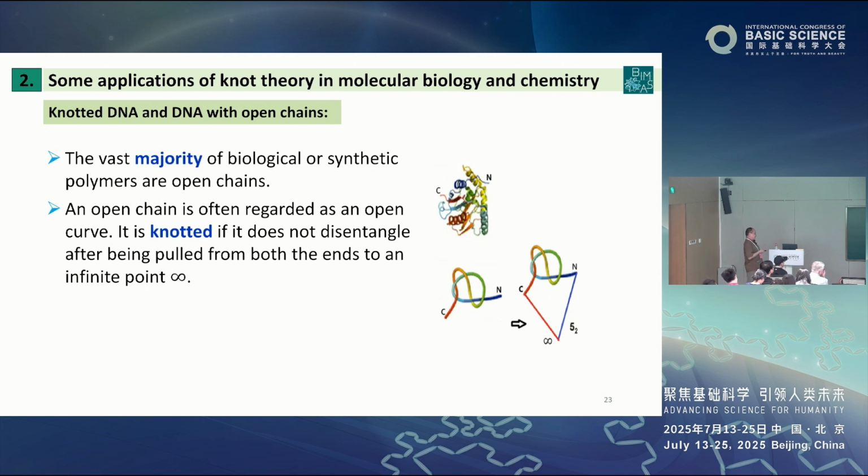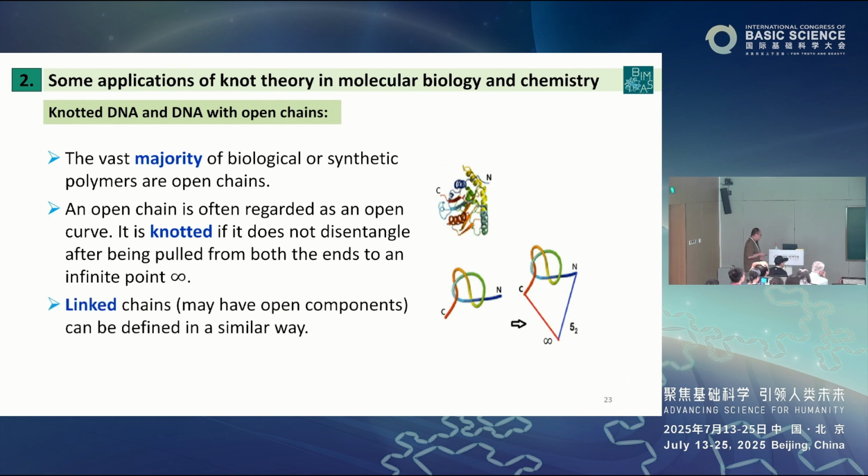It is knotted if it doesn't disentangle after being pulled from both ends to an infinity point, like this one. So this is an open chain or open curve. We put the two ends of the curve to the point at infinity and join them together. In this way, we get a knot.